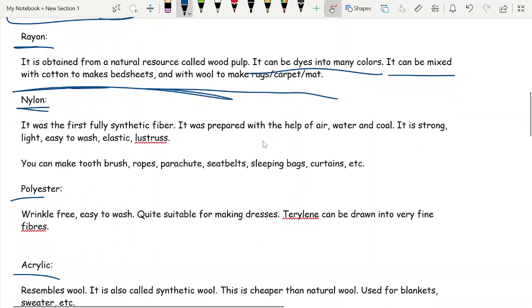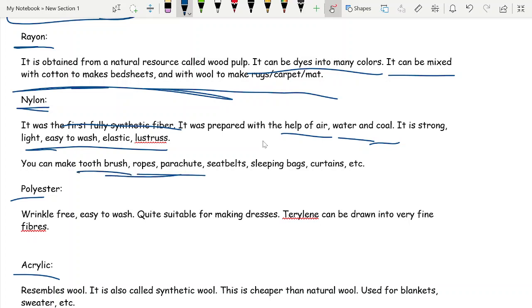Alright, nylon. It was the first fully synthetic fiber, meaning there were only chemicals used. There were no natural things in there. It was prepared with the help of air, water, and coal. It is strong, light, easy to wash, elastic, and lustrous. Now, light is light in weight, easy to wash meaning it is easy to wash. Elastic meaning it's stretchable. Lustrous meaning it's shiny. Now you can make toothbrushes, ropes, parachutes, seatbelts, sleeping bags, curtains, etc.